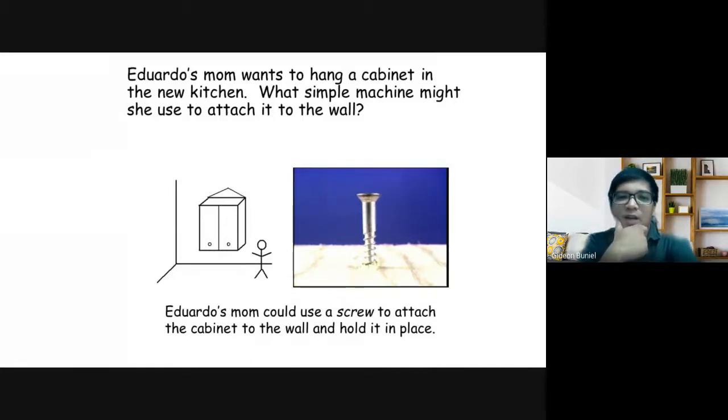What simple machine might she use to attach it to the wall? Eduardo's mom could use a screw to attach the cabinet to the wall and hold it in place. So if your wall is wood, then it's easier to attach the screws. But if your wall is concrete, then you use those things to make our screw much easier to attach. Okay, so one example here is the screw.